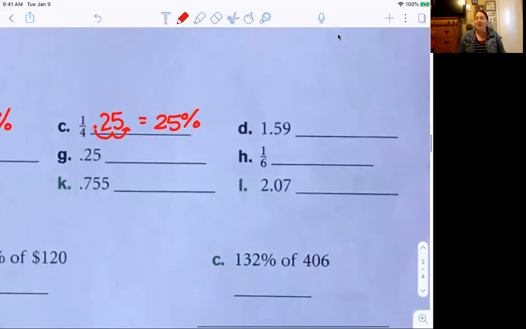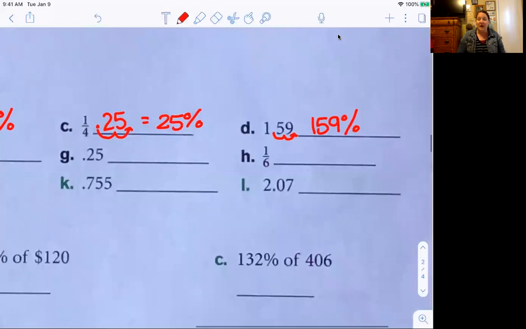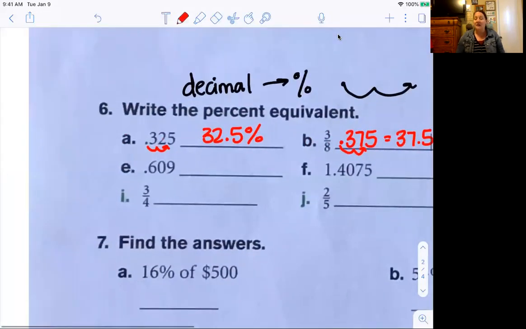Letter D, 1.59. Well, we have a decimal already, so all I got to do is move it. 1, 2, and we get 159%. Is it okay to have more than 100%? Yeah, definitely, it's okay. Letter E, 0.609. Move your decimal point twice, and you get 60.9%.